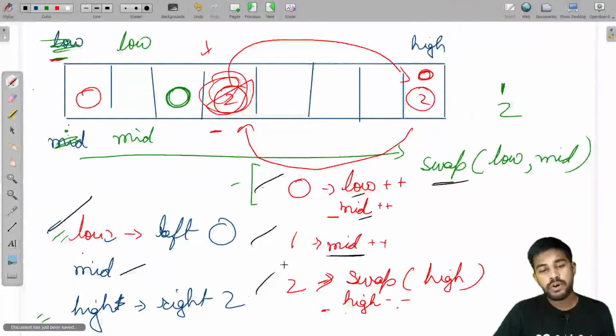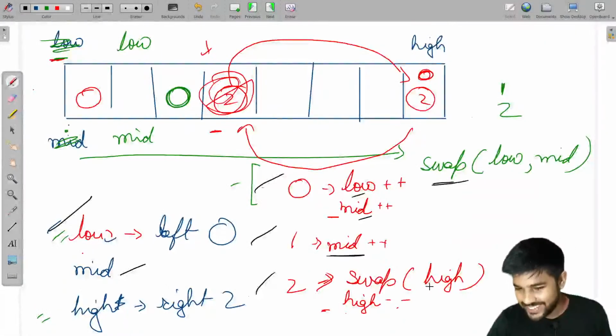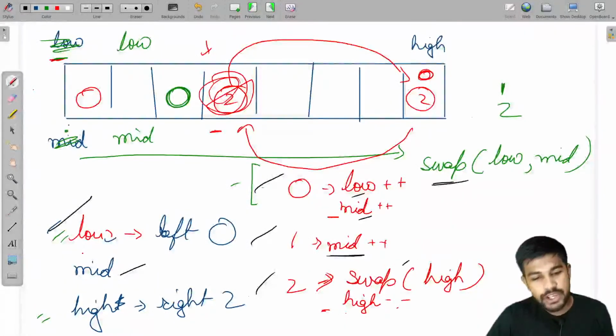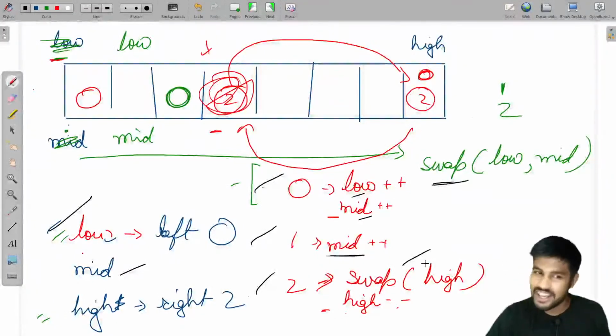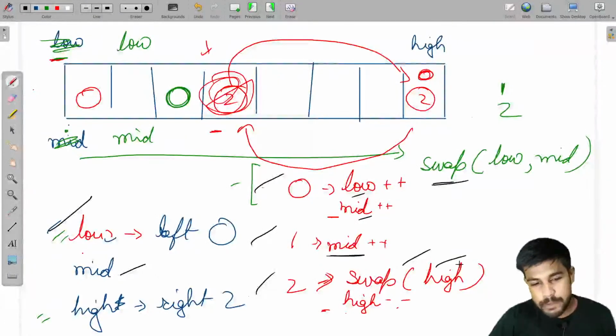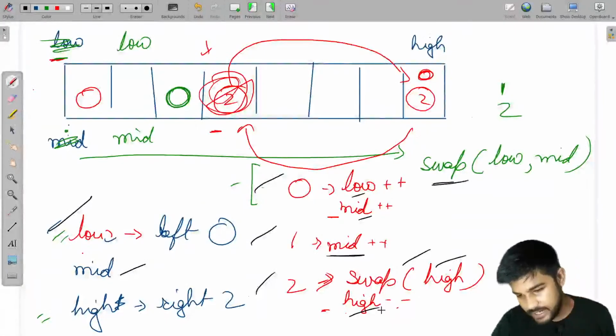So now we are swapping the high. Thank you, Uday. Okay, so now we are swapping the high, and we are swapping the high minus 1. Same here, electricity is so unstable. Yeah, that's the problem here due to climate.